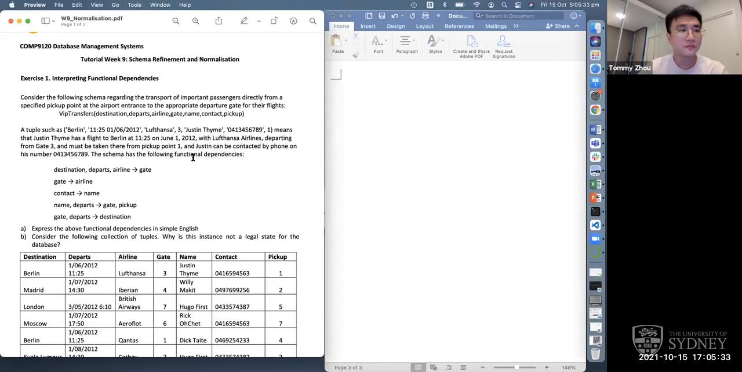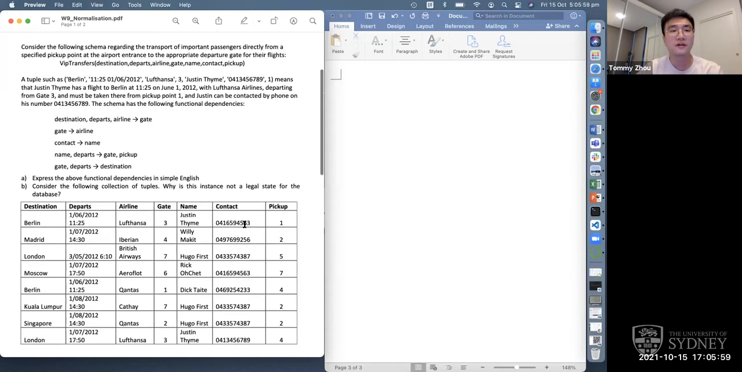Many students will have some misunderstandings about functional dependencies. When we talk about FDs, we're not about to assess if it's wrong or right. These are just the functional dependencies. It doesn't actually mean gate is dependent on the combination of the destination, departs, and airline. But in terms of design of the tables, just by looking at destination, departs, and airline, we should be able to determine which gate that is. So that's why we call it functional dependencies.